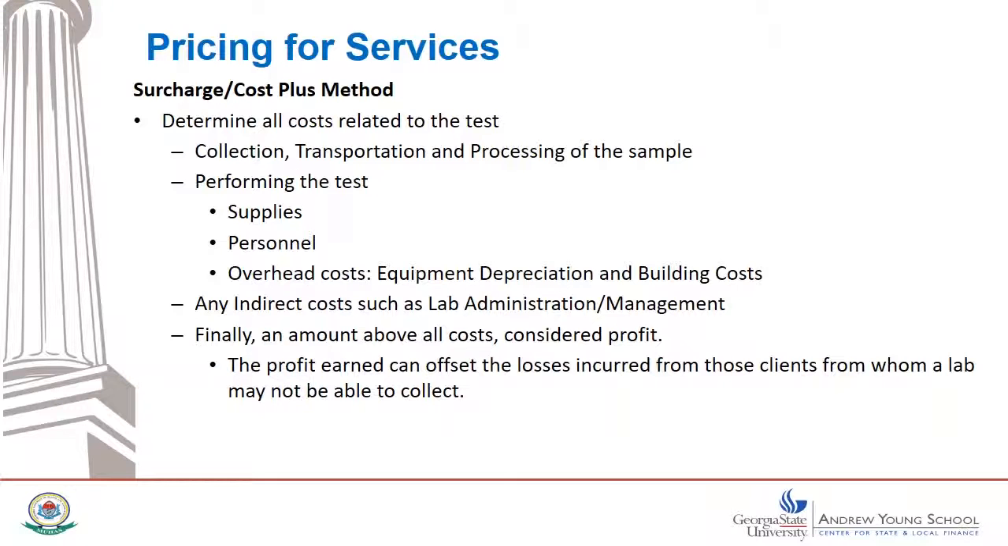time will be used. And finally, we'll need to allocate a portion of any overhead and indirect costs to the test. These overhead and indirect costs would include things like equipment depreciation, rent, utilities, and administration. As we discuss costs in greater detail in later modules, this will become much clearer. Finally, what is the target profit margin that should be added to each service?